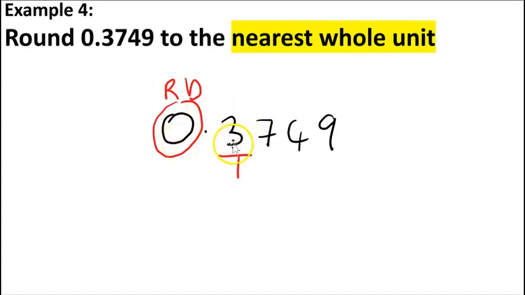So focusing in on 3, the rule is 5 or more, let it soar. 4 or less, let it rest. And since 3 is less than 4, the 0 is going to rest on 0. So 0.3749 rounded off to the nearest whole unit is 0.